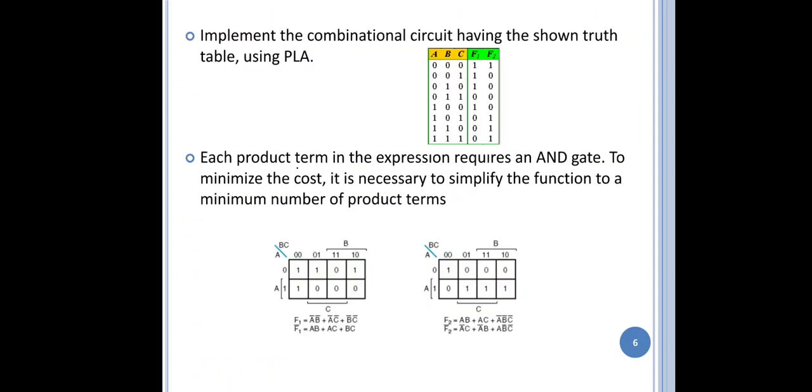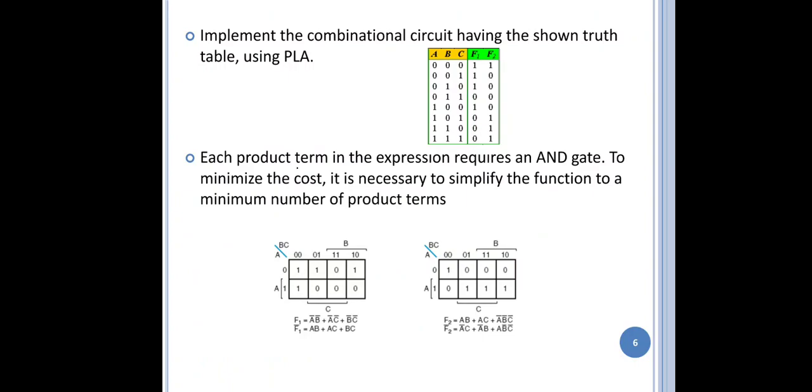That's all about the PLA. Now let us move on to an example. Implement the combinational circuit having the given truth table using PLA. Here a truth table is given having three input variables a, b and c, and we have two output functions f1 and f2. Each product term in the expression requires an AND gate.